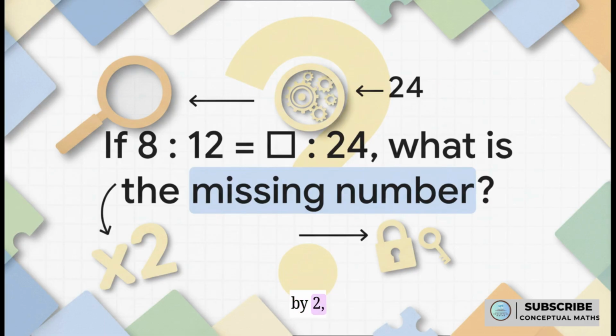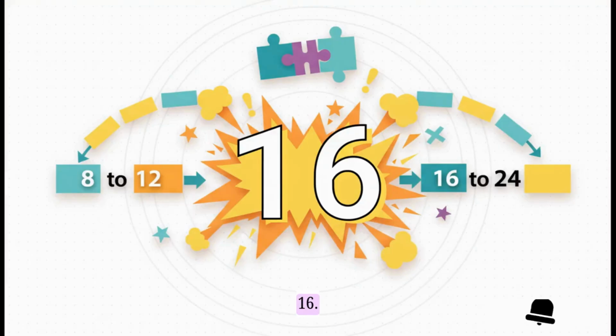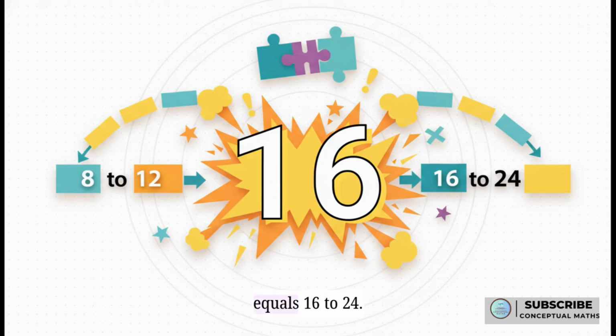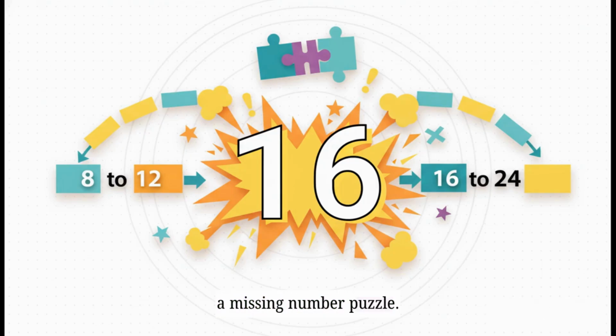So we multiply 8 by 2, which gives us 16. The complete, perfectly balanced equivalent ratio is 8 to 12 equals 16 to 24. See? That's how you solve a missing number puzzle.